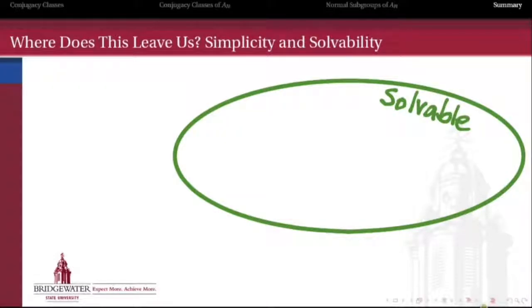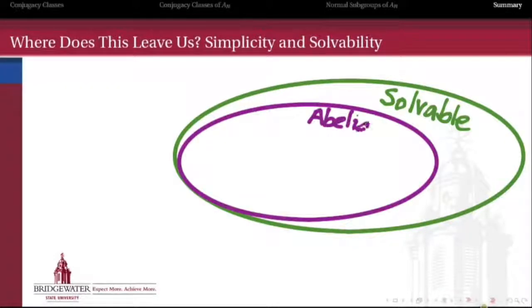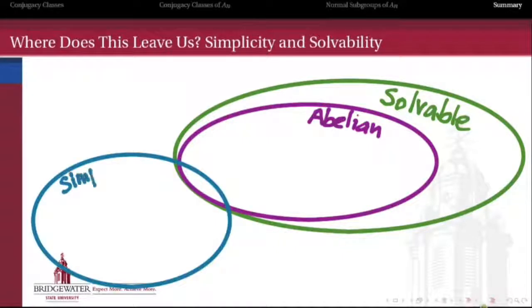Among the class of all solvable groups, every abelian group fits into that class. Every abelian group is solvable, but certainly not every solvable group is abelian. We've seen a number of examples, for instance, the dihedral groups that are solvable but not abelian. Then on the other hand, we had the simple groups. And it turns out there's not a lot of overlap between the simple groups and the solvable groups. As you can prove, the only overlap between simple groups and solvable groups are the cyclic groups of prime order. So only Z mod p is both simple and solvable. Everything else is either one or the other, but not both.